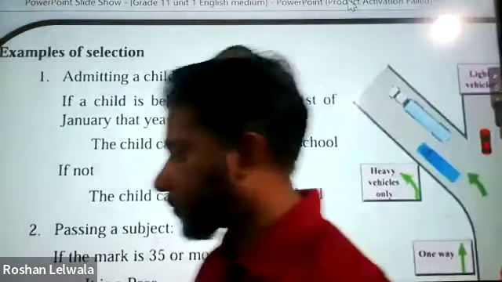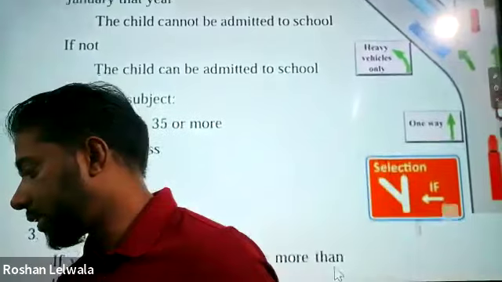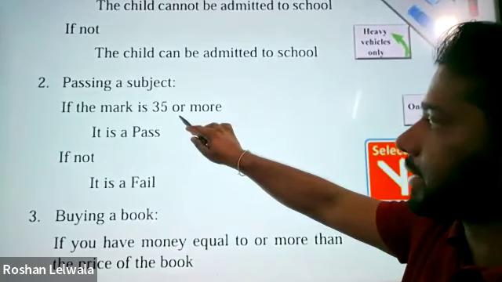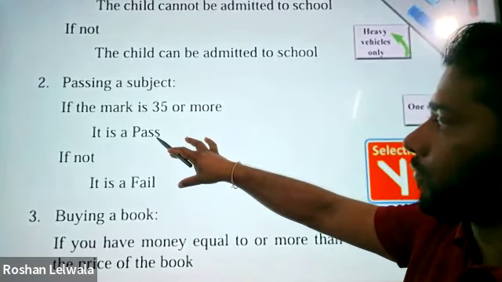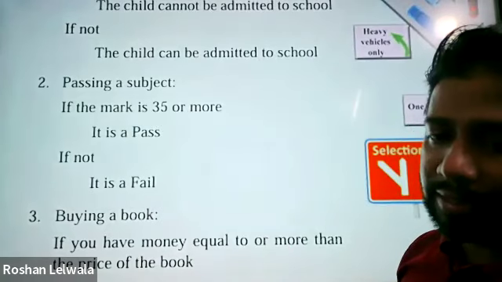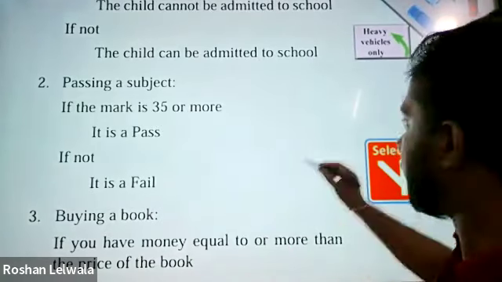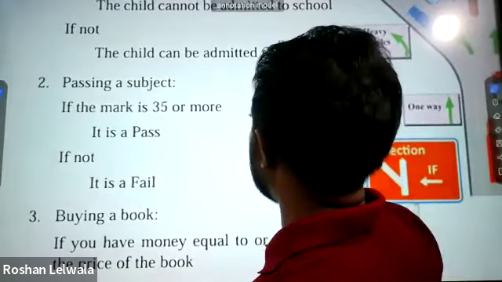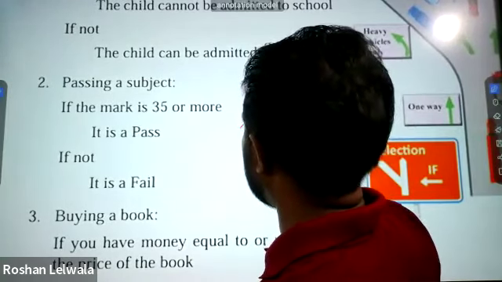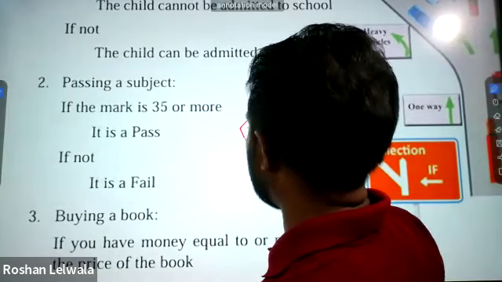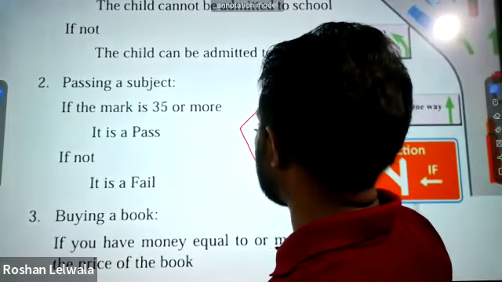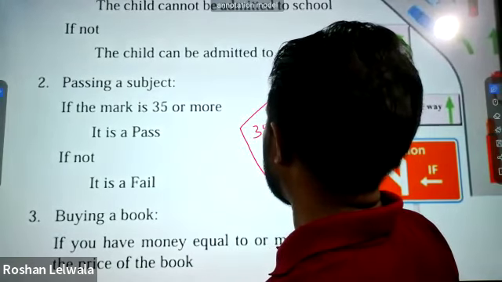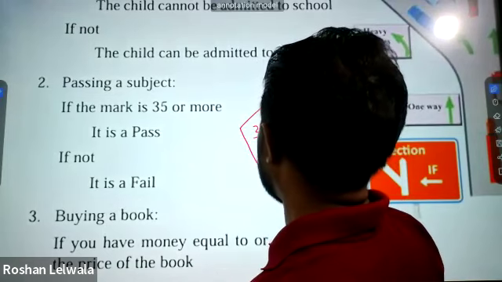Okay, next we go to passing the subject. There's a condition. Passing the subject: if the mark is 35 or more, it is a pass, if not, fail. That means this is the condition. We can mention the condition like this, as decisions or conditions. Then we have to mention the marks are more than 35, more than or equal.